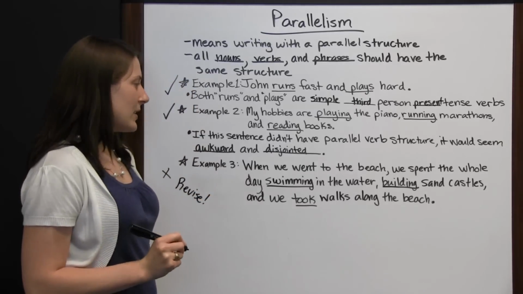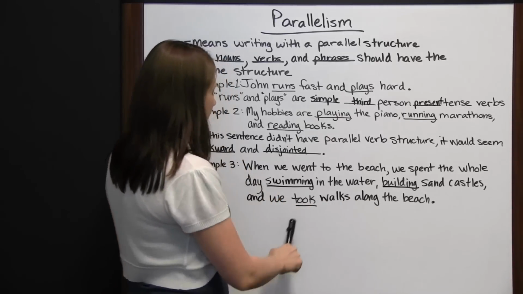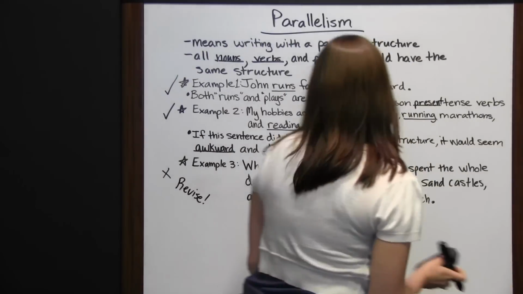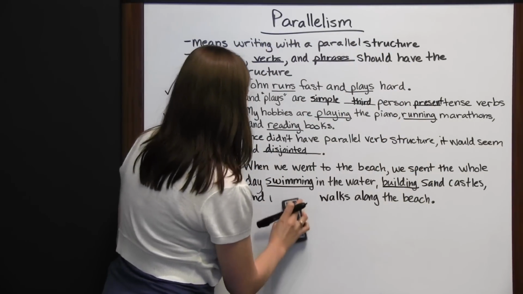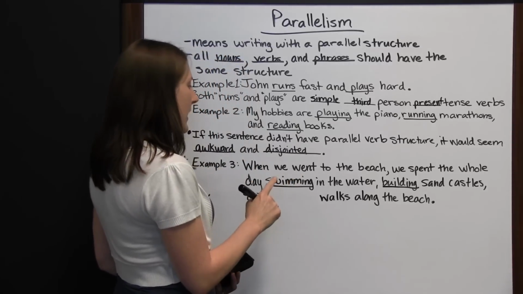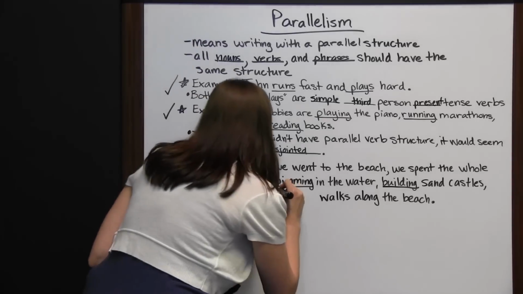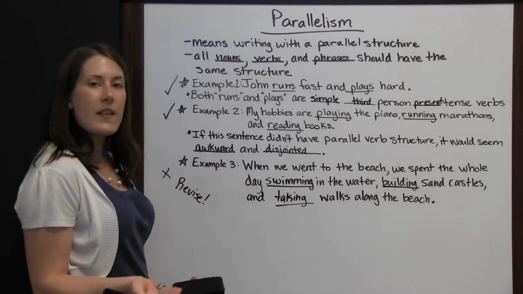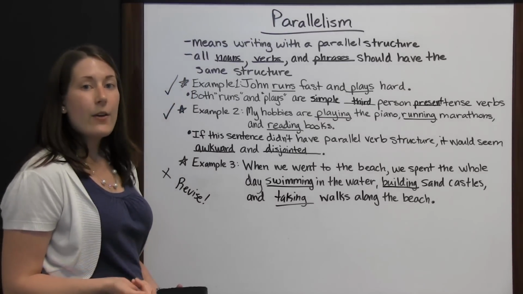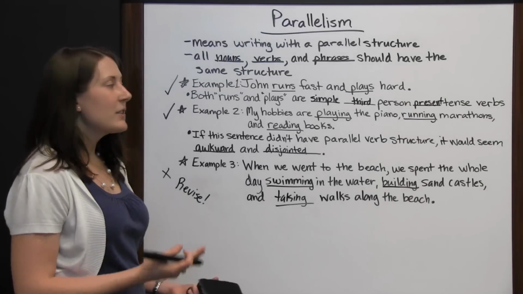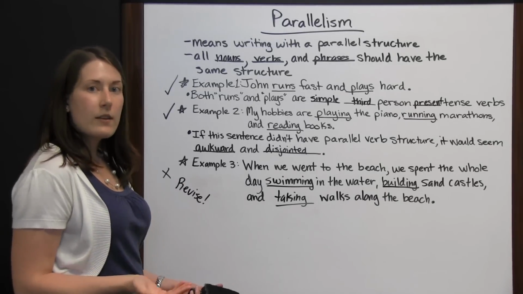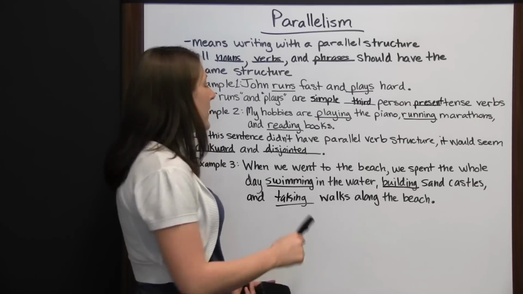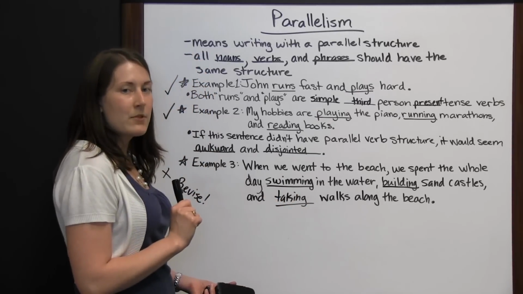So let's talk about some ways we can do that. We already have swimming and building, so we could make that last phrase agree with the first one. If we do that, we could say, we spent the whole day swimming in the water, building sandcastles, and taking walks along the beach. And that is one correct way to fix this. Now, that isn't the only way. Let's look at another way, because whenever you're trying to find parallel structure, you don't necessarily have to make it all match the first verb that you come to or the first noun that you come to. You just have to make them all have the same structure.